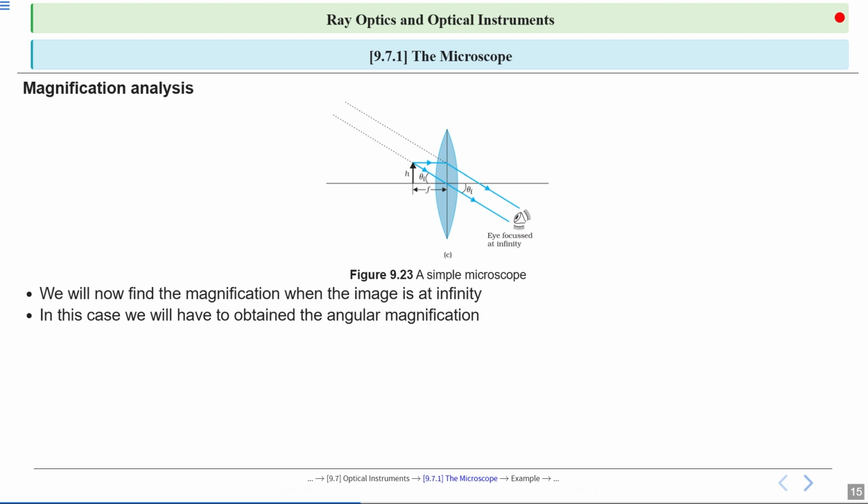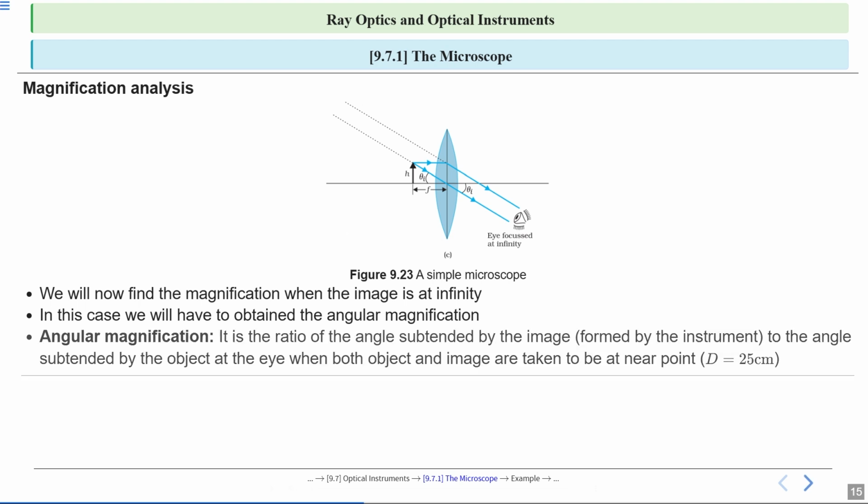In this scenario, we need to calculate the angular magnification. Angular magnification is a key concept in optics as it describes how much larger the image appears compared to the object itself. This is particularly important when the image is at infinity, as it helps to quantify the effectiveness of the microscope.